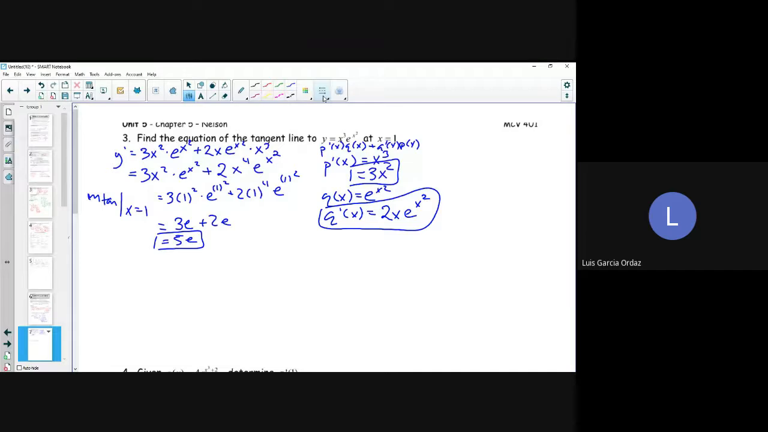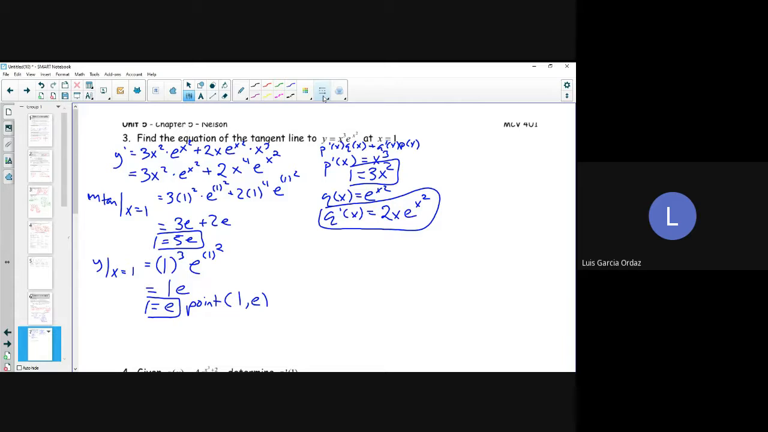So now, in order to figure out what point I'm going to be using for my tangent line, I need to sub in y, where x is equal to 1 for my original function. So I get 1 to the power of 3 times e to the power of 1 squared. So that gives me 1 times e, which just gives me e. So my point I will be using to figure out the equation of my tangent line is when x is equal to 1 and y is equal to e. So this is my point.